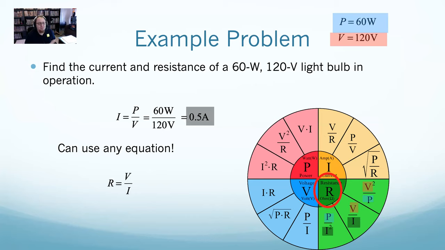When in doubt, I always use the ones that don't involve squaring things, because the less math you have to do, the less you mess up. So I would use V over I, just to make sure I don't make a mistake. And I'll just say, 120 volts over 0.5 amps. That's 240 ohms.